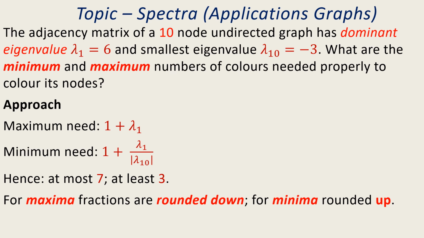We'll sometimes find a situation where those values are not whole numbers. When we're dealing with maxima, and we have a calculation that results in something which isn't a whole number, we round down. Similarly for minima, if the outcome of the calculation is not a whole number, we round up. And this is because you can't have fractional colors.